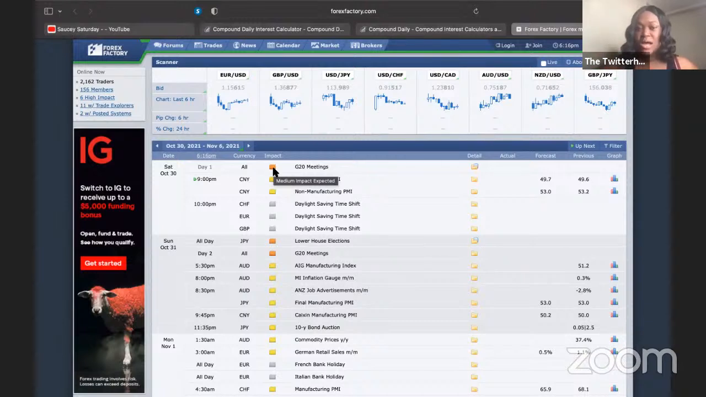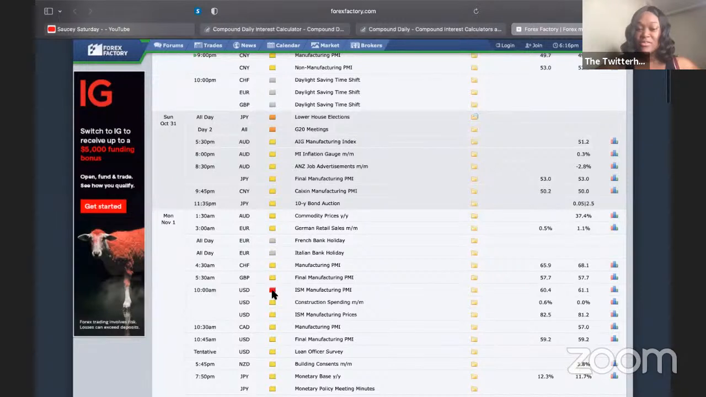If I do, I'm going to reduce my risk. So if I risk 1% per trade, I'm going to reduce it to say 0.5%, right? And then the red folder is high impact expected. So you're absolutely not going to trade anything with that currency.